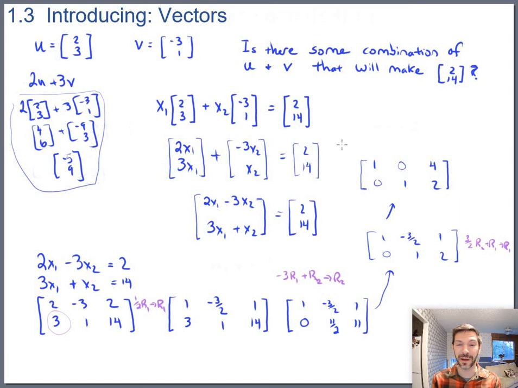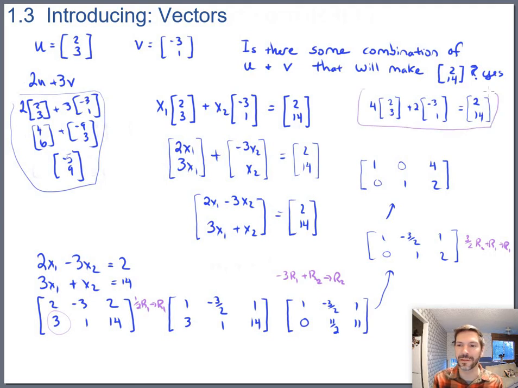So apparently that's the right... Apparently the answer to this original question up here is yes, there is some combination of u and v that will make (2, 14). And the particular combination that will do it is x1 needs to be 4, so it'll be 4 of (2, 3). And x2 needs to be 2, so plus 2 of (negative 3, 1). That should make (2, 14).